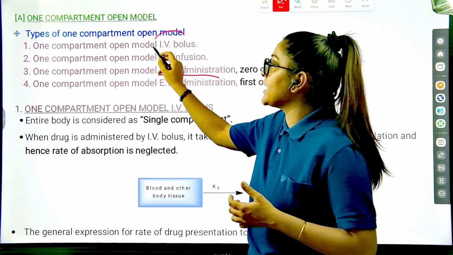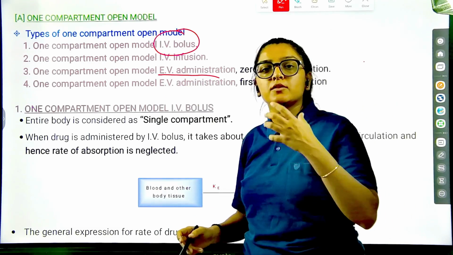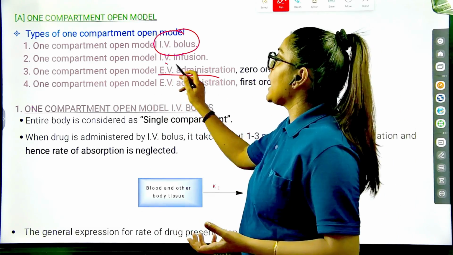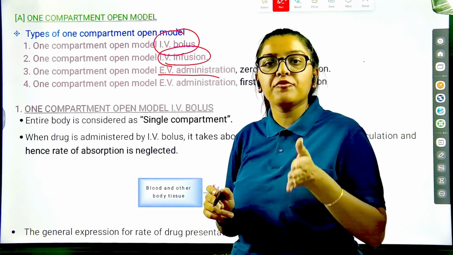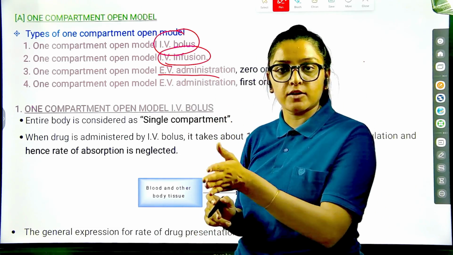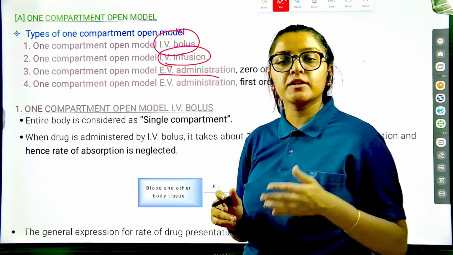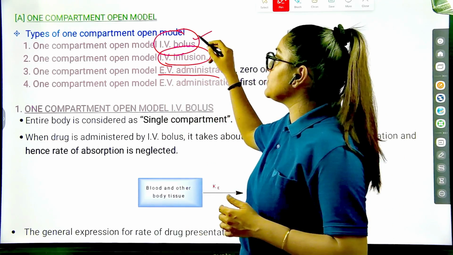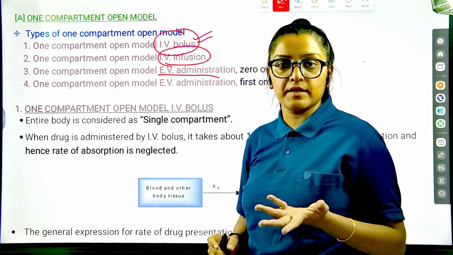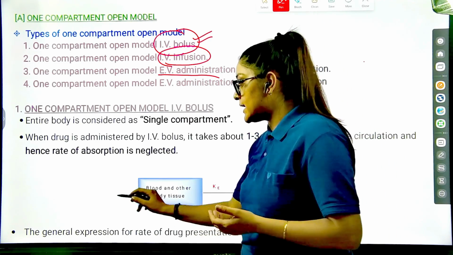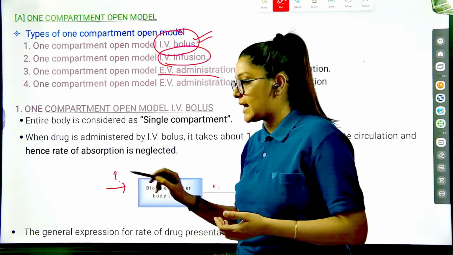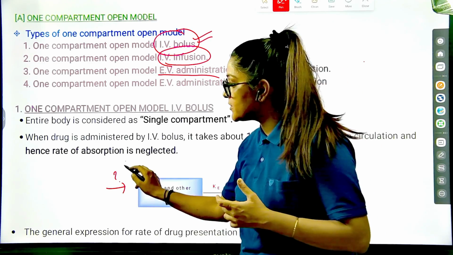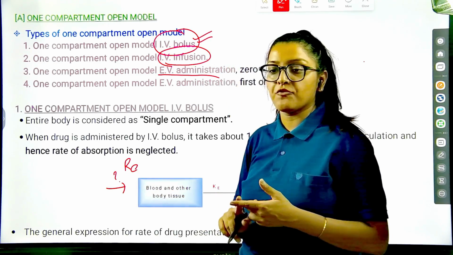So we have IV bolus, that means all the dose will be administered all at once, right? IV infusion means we have to infuse it at a controlled rate in your body. So the infusion rate must be considered. So in the case of IV bolus, as all the dose is administered all at once, there is no rate of input that is mentioned here. Otherwise, if it was rate of infusion, we would have to add the rate of infusion in the rate of input, right?